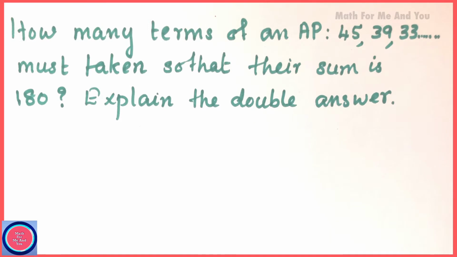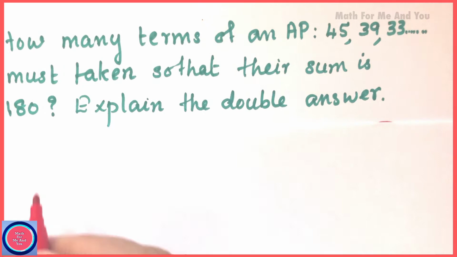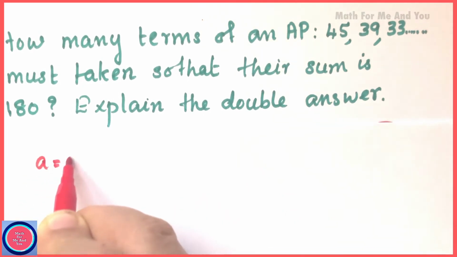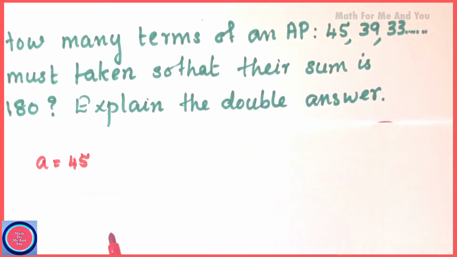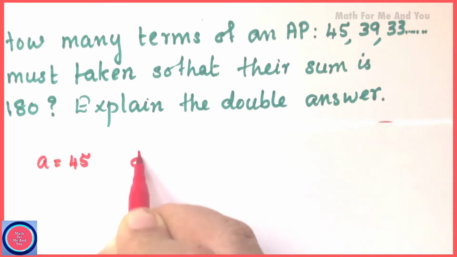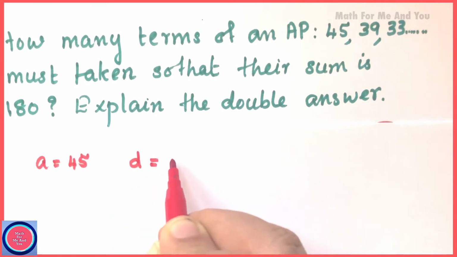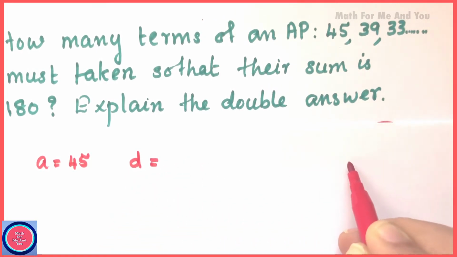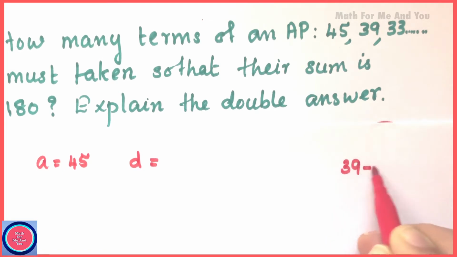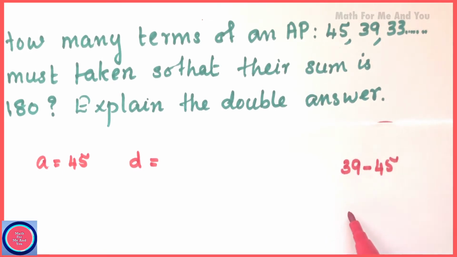Now the next question, how many terms of an AP 45, 39, 33 must be taken so that their sum is 180? Explain the double answer. Here we have to find out the number of terms to get the sum 180. First term A is 45 and D, common difference. How can we find? Second term minus first term we can take. 39 minus 45. But how we calculate this?